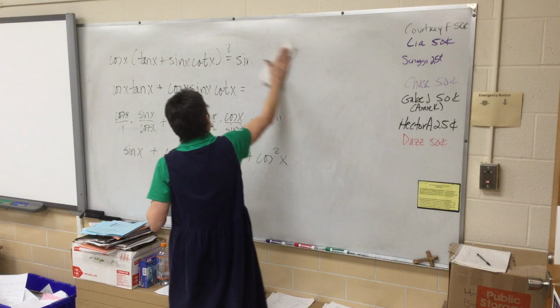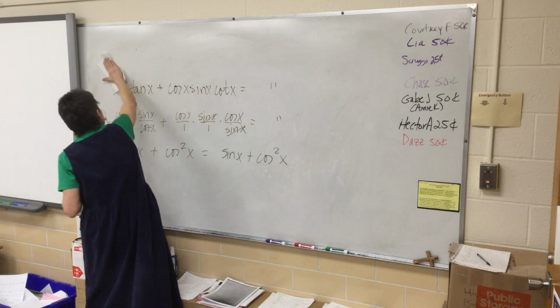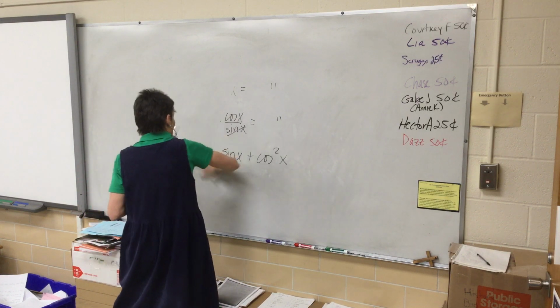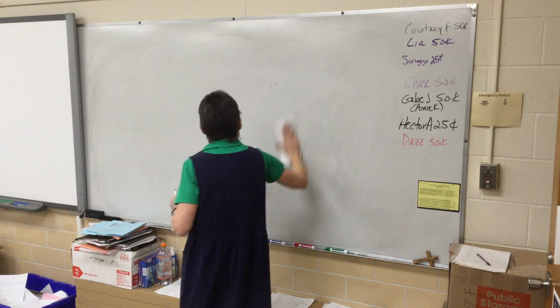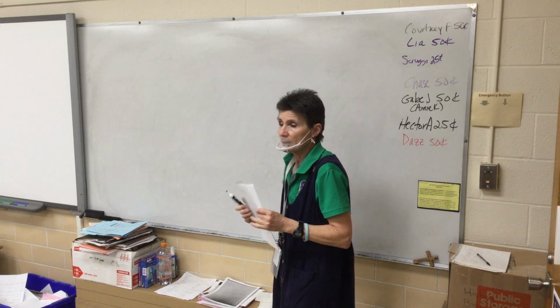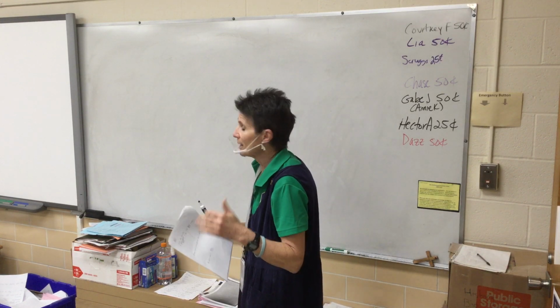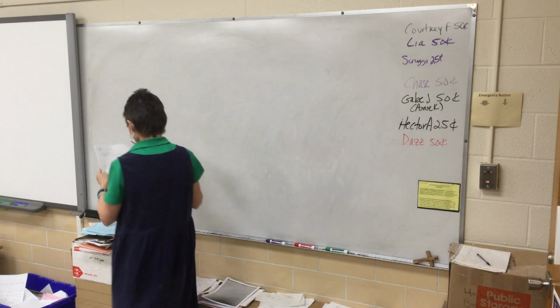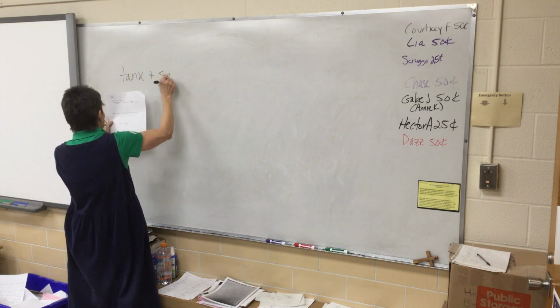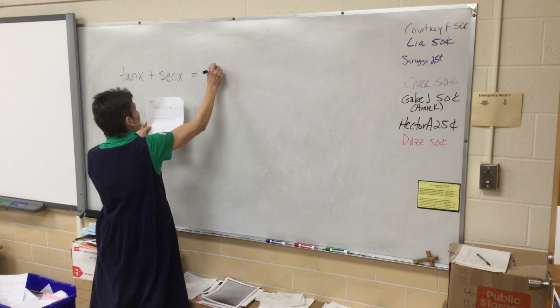Do you have any ideas about the next one? Now, I'm going to say it again. There is no wrong way to start, but you have to start. You can't just look at it. Oscar? Turn tangent into sine over cosine. I think that sounds like a wonderful idea.